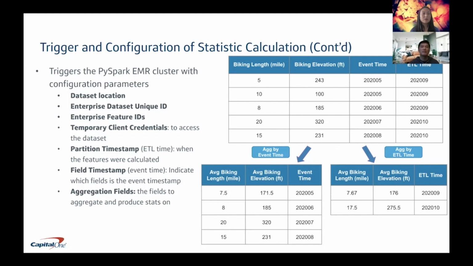As a data engineer, maybe I'm more curious about feature statistics based on the ETL time, just to see if my ETL process is running correctly, or if there's any major change in the process. However, as a data scientist, maybe I'm more interested in statistics aggregated based on event time. For example, if I want to analyze a given user and see the average biking length for that user over the past 7 or 3 months. Because of that, we provide an additional field called aggregation fields. It lets the user configure what field they want to use to produce these statistics. In that way, our pipeline is a lot more flexible in the statistics we generate.